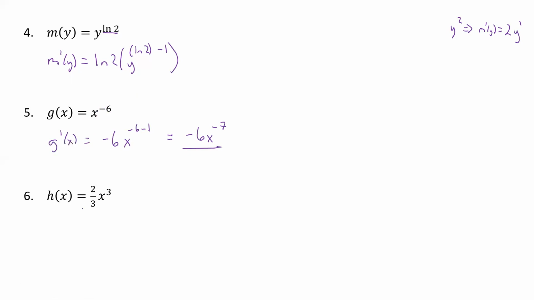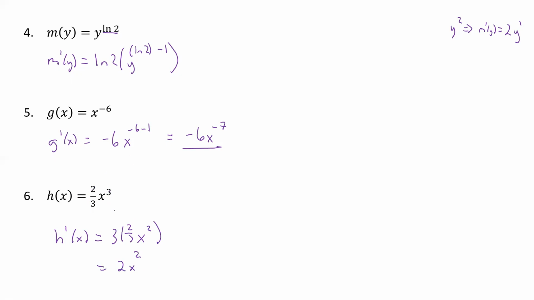All right, what about this one? Well, here we have h prime of x is going to be equal to, now we're going to bring the 3 down in front, so it's going to be 3 times 2/3 x to the, now we're going to take 3 minus 1, and that's going to be 2. Well, that 3 cancels that 3, and we just get 2x squared, and then that would be our h prime of x.